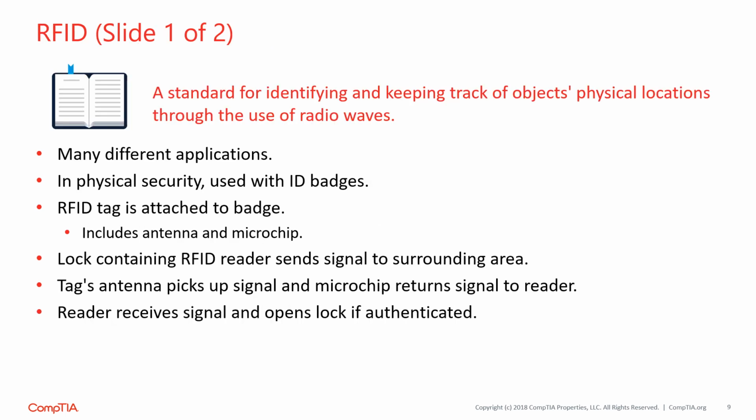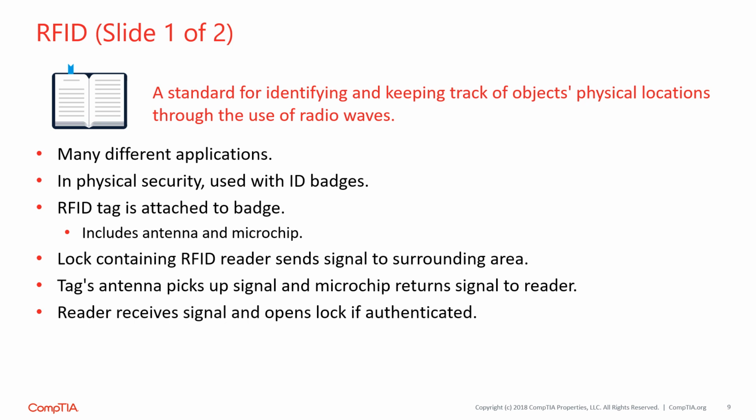Radio frequency identification is a standard for identifying and keeping track of objects' physical locations through the use of radio waves. RFID has many different applications, but in the context of physical security, it is often used with identification badges. An RFID tag is attached to the badge and contains an antenna and a microchip.